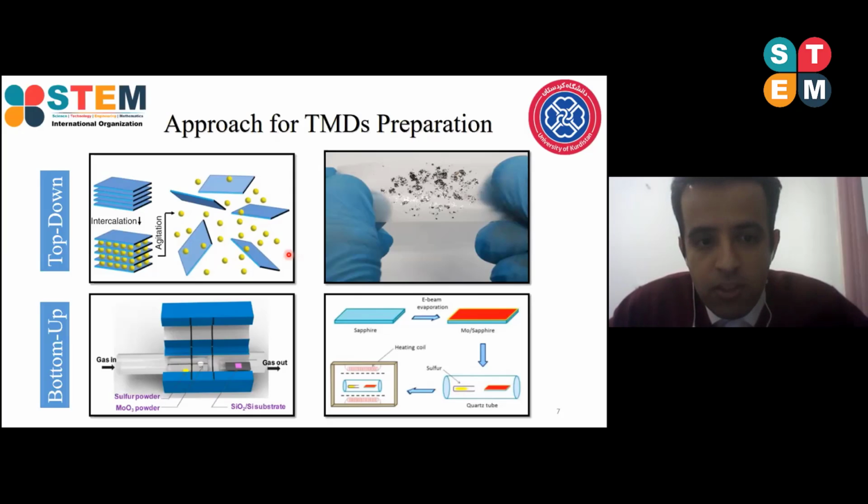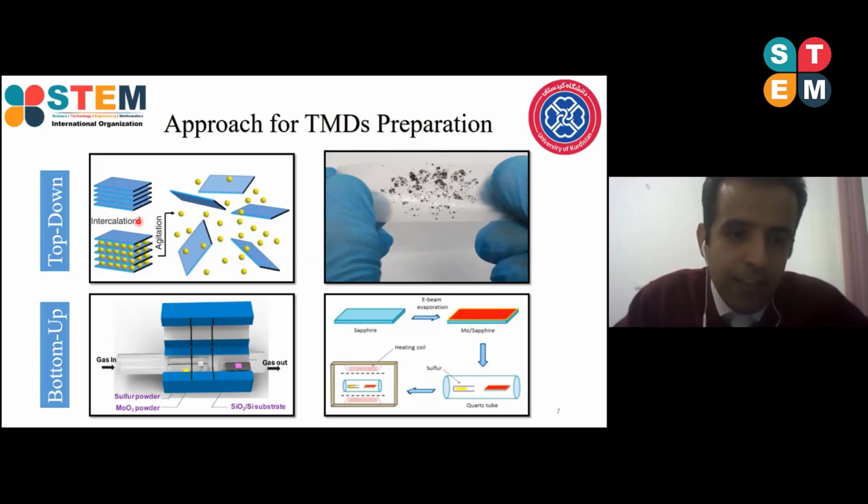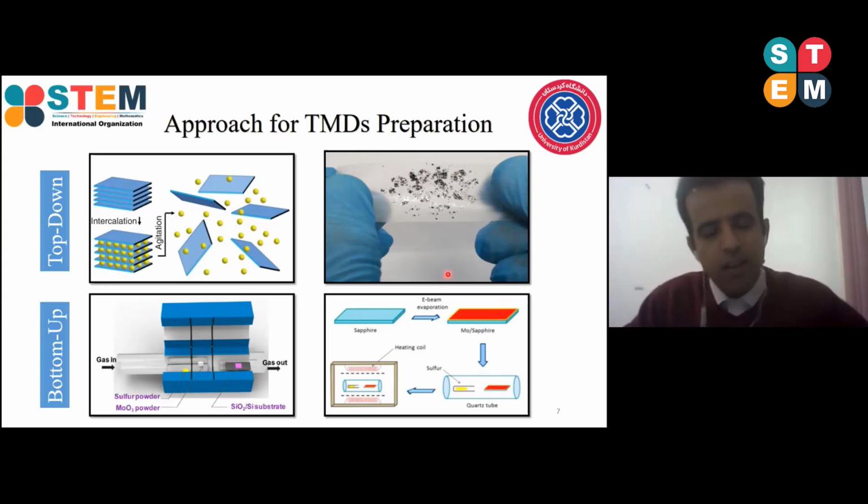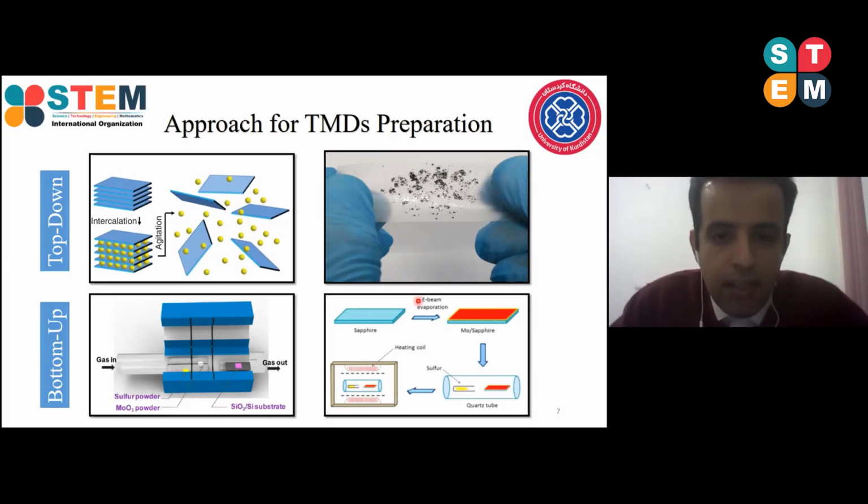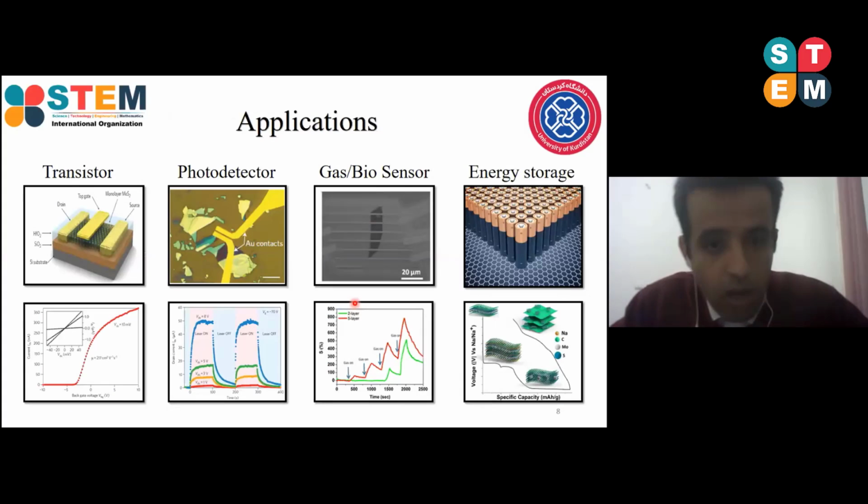Some methods for preparing TMDs are, for example, intercalation or solvent exfoliation. They use sonication or intercalation to peel off the layers, mechanical exfoliation using tape, chemical vapor deposition methods, or even a thermal evaporation process, and other methods used to prepare MoS2 or TMD layers, even at wafer scale size. And also there are very different applications for these kinds of materials.